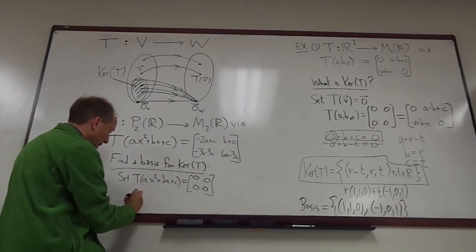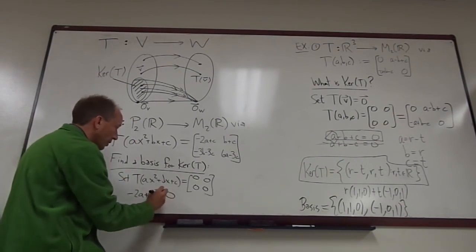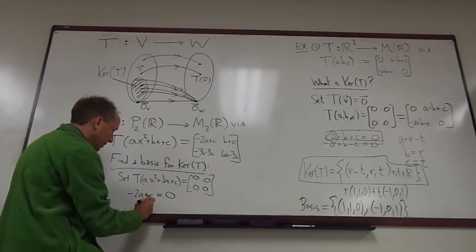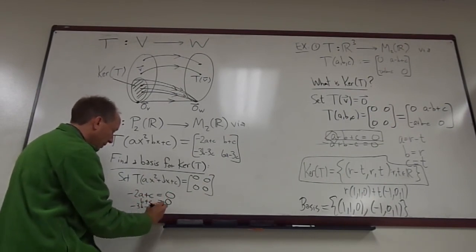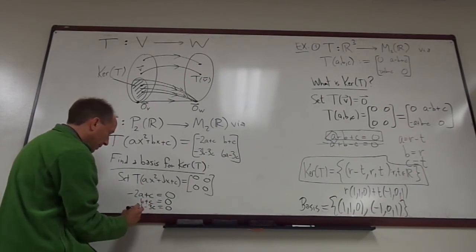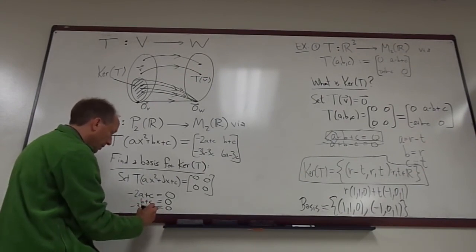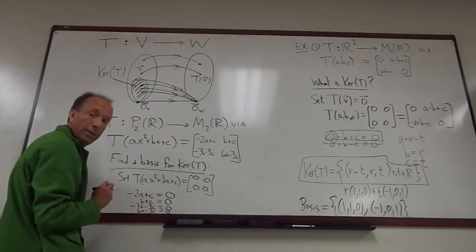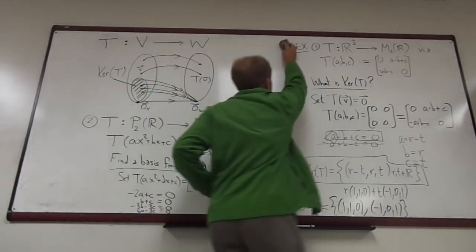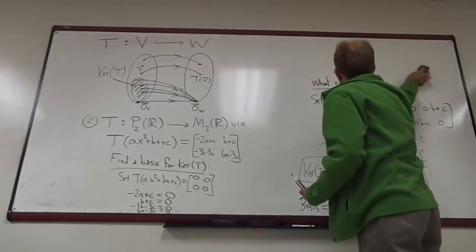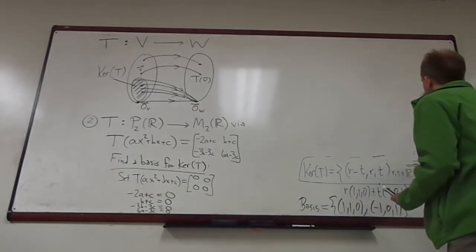So we get negative 2a plus c is 0. We get b plus c is 0. We get negative 3b minus 3c is 0. And we get 6a minus 3c is 0. That's just a system of equations. Here, let me give myself a little bit more room. That's just a system of equations that we can solve.